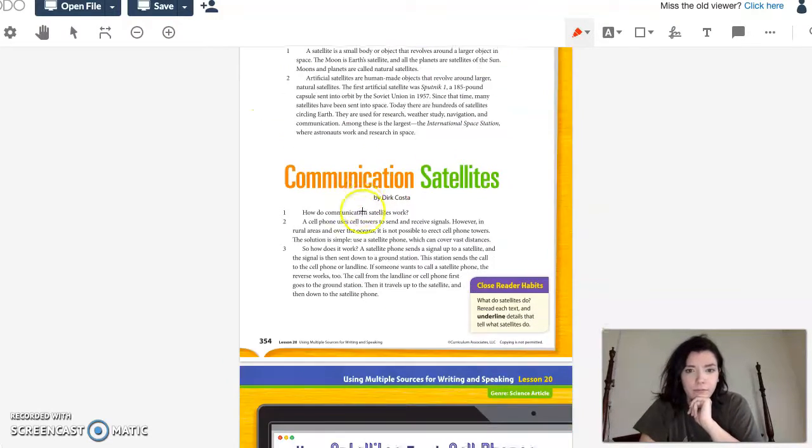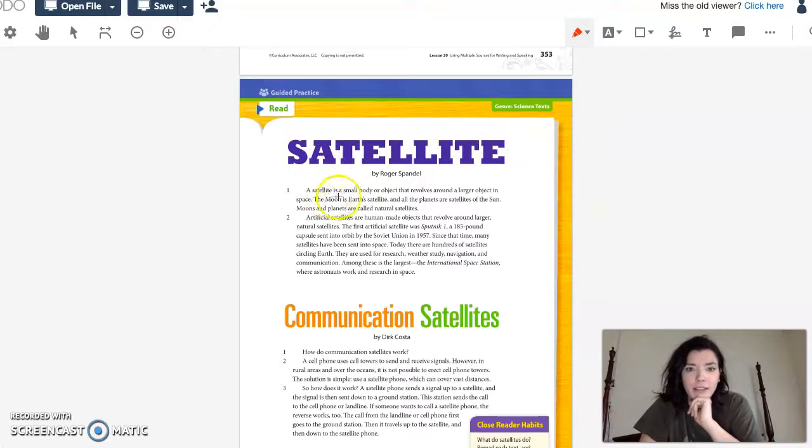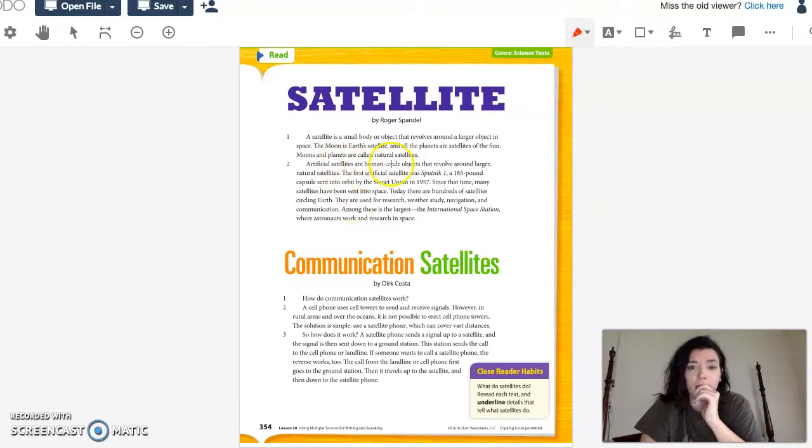Okay. So satellite. A satellite is a small body or object that revolves around a larger object in space. The moon is the Earth's satellite, and all the planets are satellites of the sun. Moons and planets are called natural satellites. Artificial satellites are human-made objects that revolve around larger natural satellites. The first artificial satellite was Sputnik 1, a 185-pound capsule set into orbit by the Soviet Union in 1957. Since that time, many satellites have been sent into space. Today, there are hundreds of satellites circling Earth.